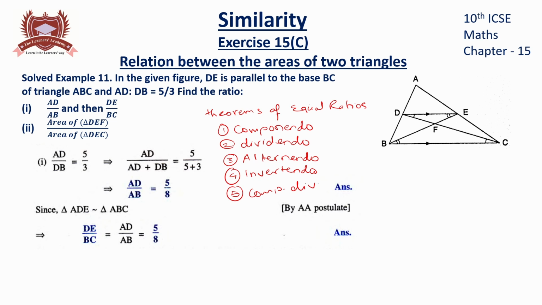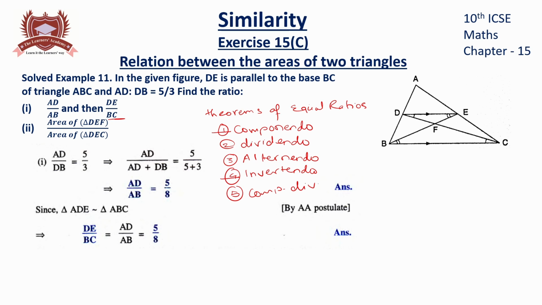Now AD, so डायरेक्टली अपन ने इधर दो चीज़ें यूज़ की हैं, we used componendo and invertendo, and directly ये आ जाएगा AD upon AD plus DB is equal to 5 upon 5 plus 3, giving us AD upon AB is equal to 5 upon 8. Now triangle ADE is similar to triangle ABC, so you get AD upon AB is equal to 5 by 8. So now since triangle ADE is similar to triangle ABC, DE upon BC जब उनको दूसरा फाइंड करना था, it should be equal to AD upon AB, so that would be 5 upon 8. तो अपना दूसरा भी sort out हो गया.